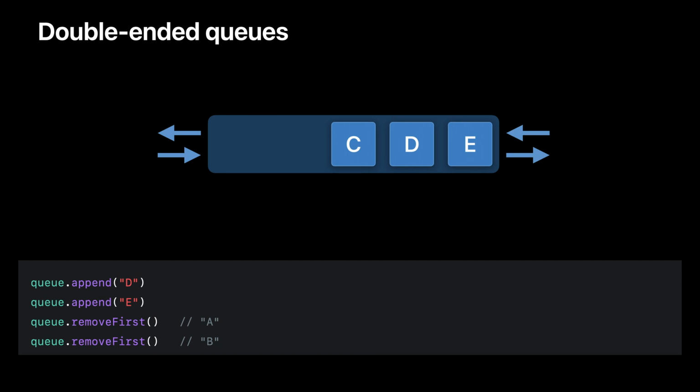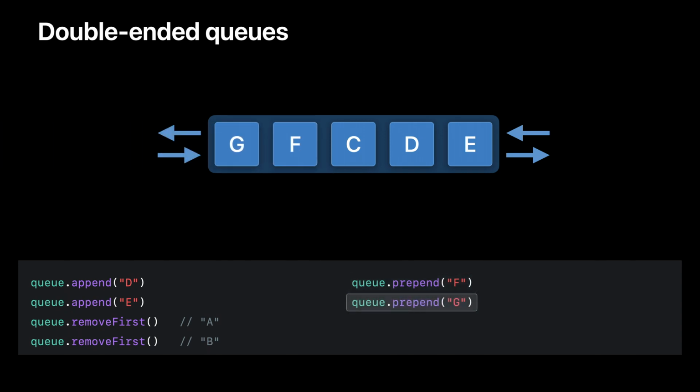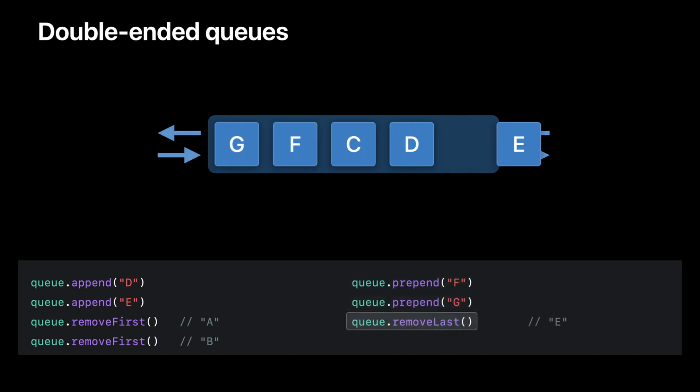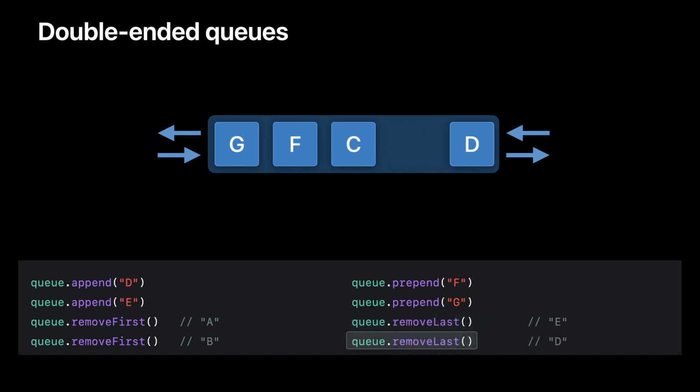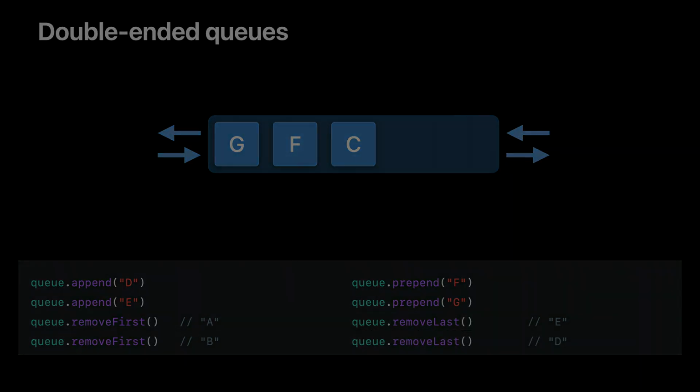A double-ended queue makes these queue operations symmetric. It supports efficiently pushing new items to the front of the queue, as well as popping elements off the back. The name double-ended queue is quite a mouthful for such a useful type, so we like to shorten it to DQ. And to shave off one more syllable, this is traditionally pronounced deck, like a deck of cards.